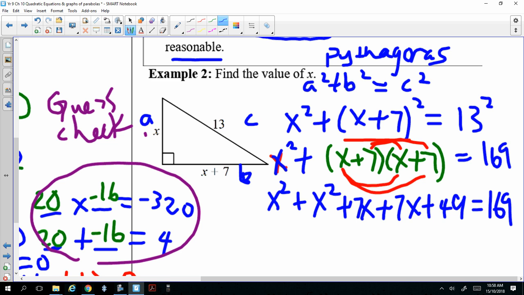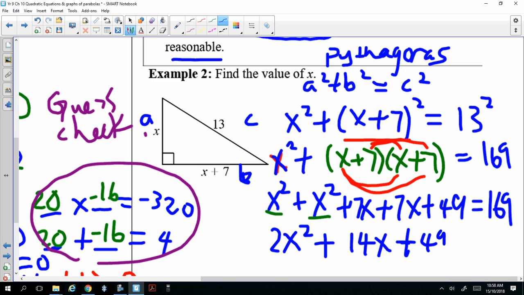Yeah, how about the x squared? Any like term for the x squares? These 2 becomes 2x squared plus 14x plus 49, now you have to subtract, let's write this down first. Okay. Why is it 14? Because 7x plus 7x.